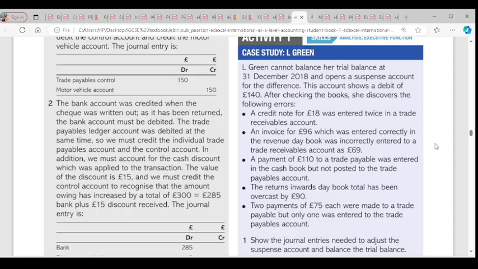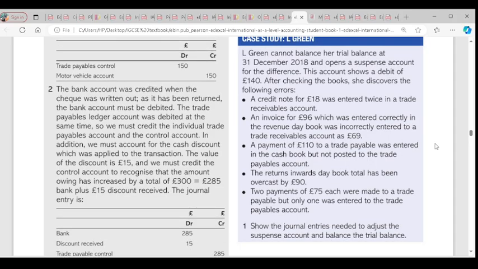So that means you have to debit the trade receivable account for 27, and you reduce that 27 from your suspense account. Do you get it or not, please?